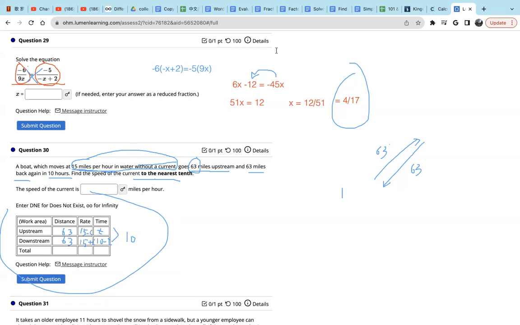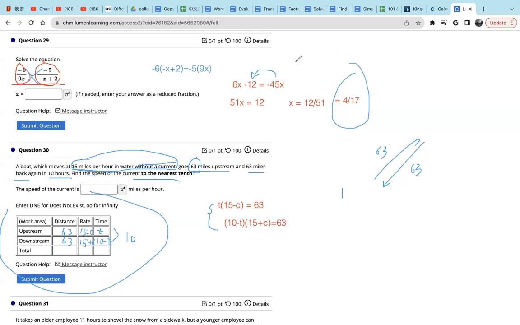Now let's make equations. We know rate multiplied by time equals distance. So for upstream, we have T times (15 minus C) equals 63. For the second one, we have (10 minus T) times (15 plus C) equals 63. You see, we have formed a system of two equations.